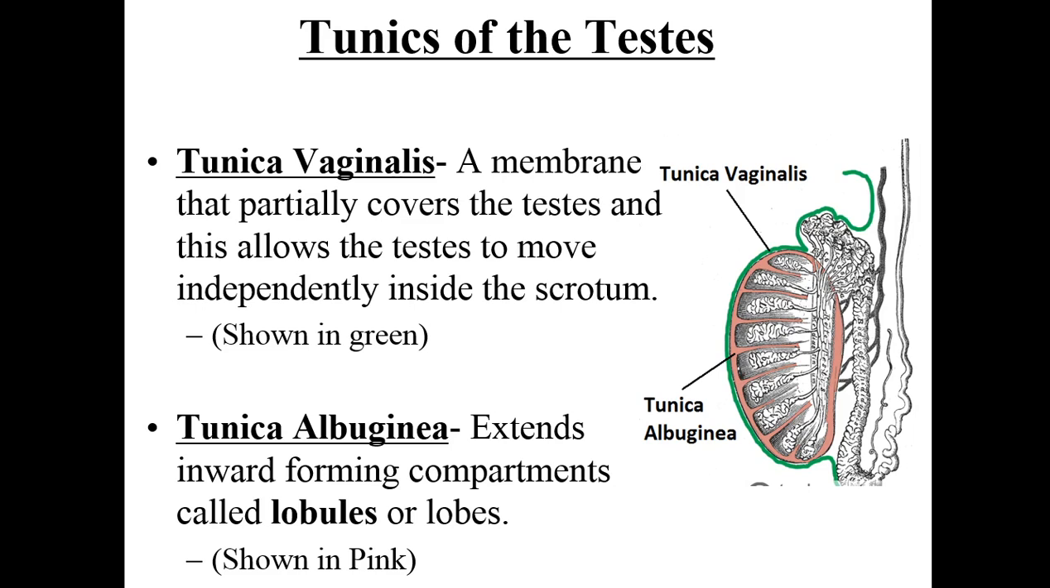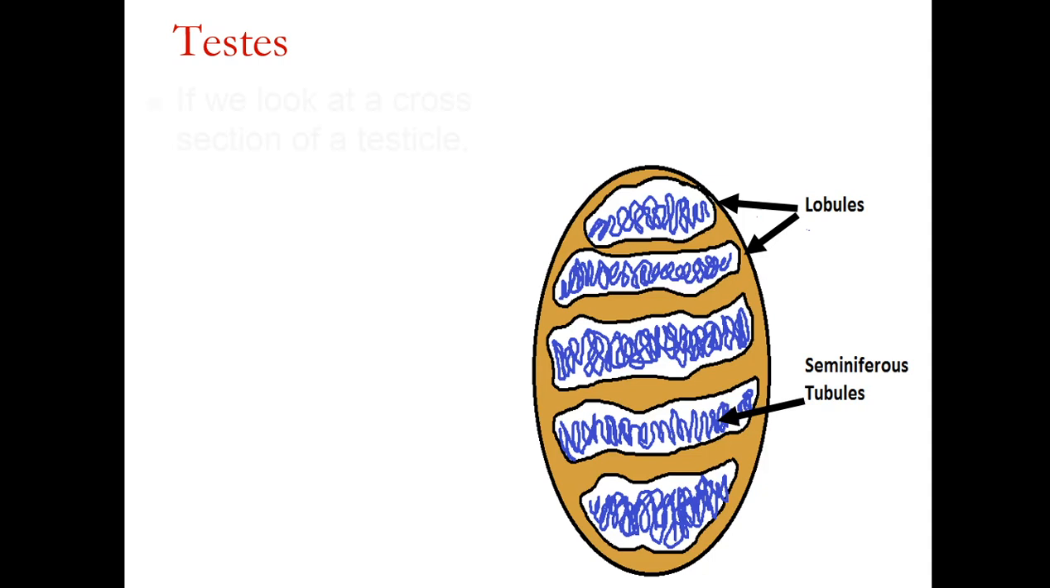The tunica albuginea extends inward and forms these compartments. We call each of these compartments lobules or lobes. So we're using our tunica albuginea to subdivide each testicle into these individual little regions.